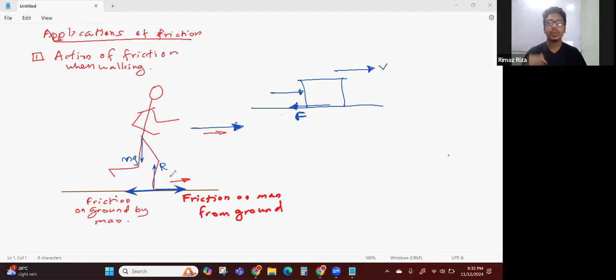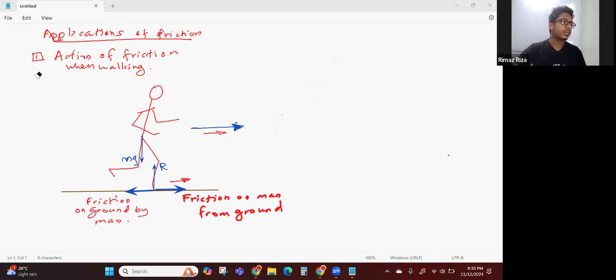So you may get questions in MCQs like true or false statements. You may get a statement such as: friction is always in the opposite direction to the motion of an object. That statement is wrong. Now we will see our next example, when a vehicle is moving, and how friction acts there. Any questions regarding this? I hope everything's clear.